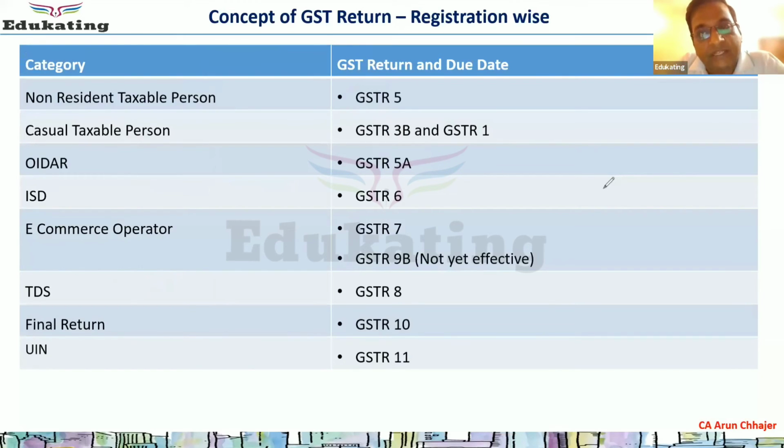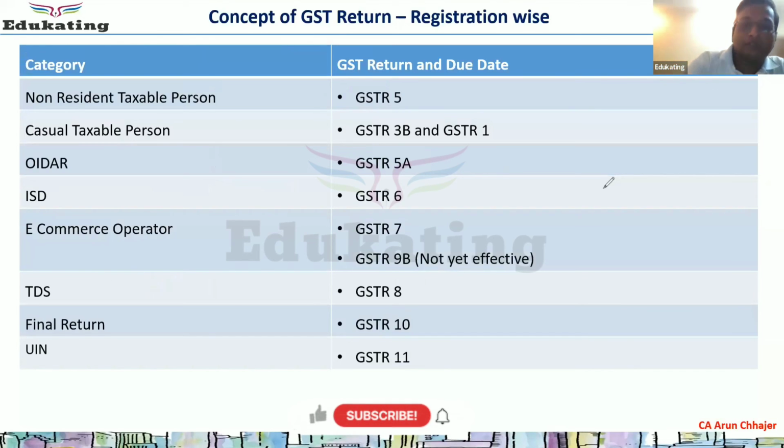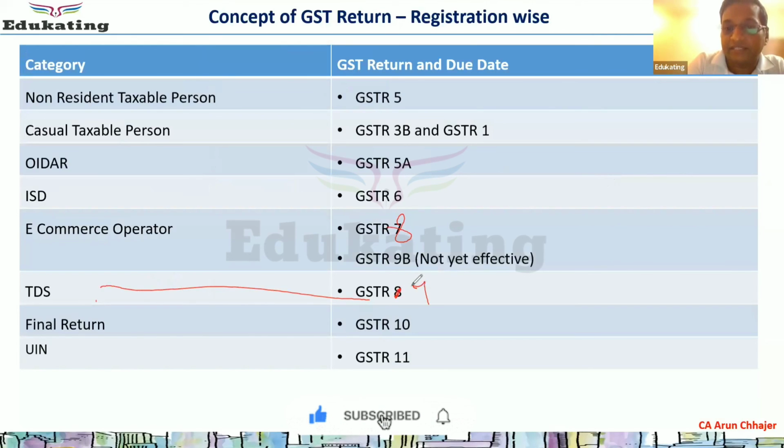Non-resident taxable person, he will furnish GSTR 5. Casual taxable person, he will furnish 3B and 1. OIDAR category, he will furnish 5A. ISD category, he will furnish GSTR 6. E-commerce operator, he will furnish GSTR 8. And if it is a TDS category, he will furnish GSTR 7.